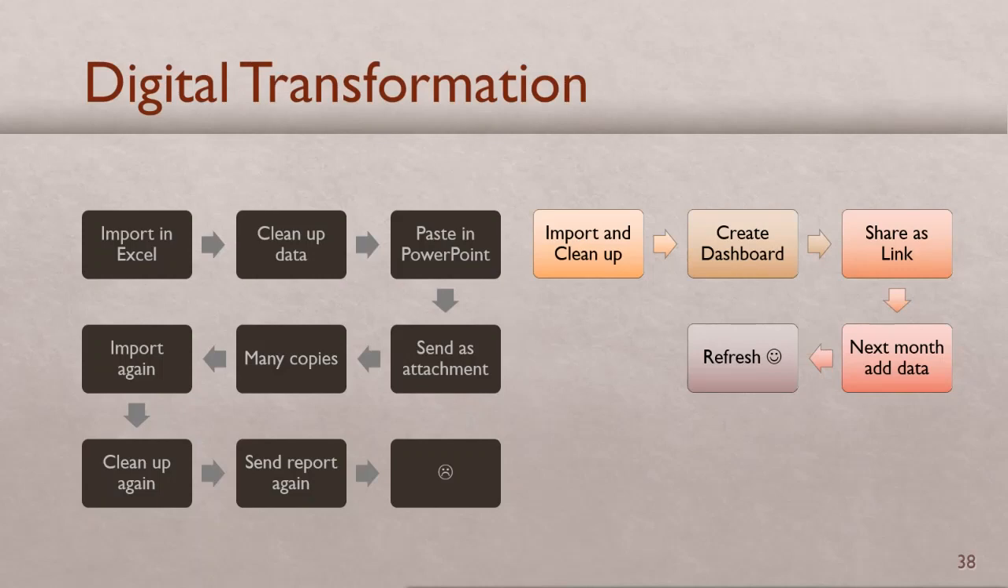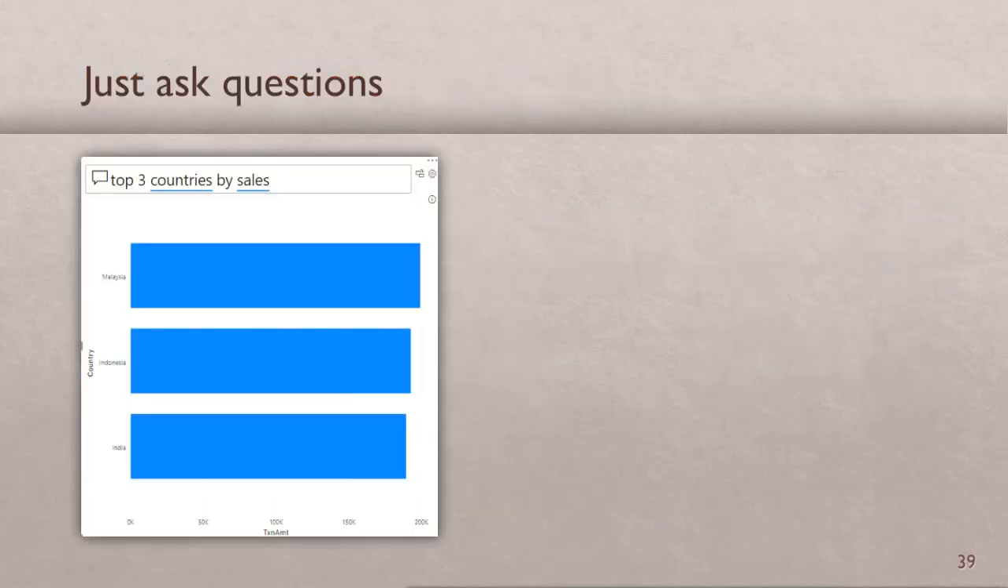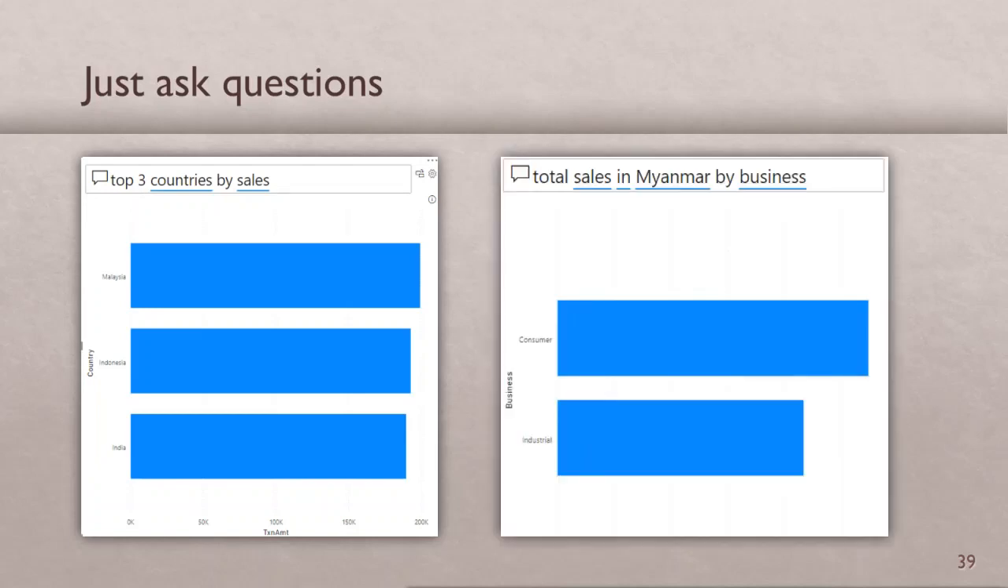Now another very nice feature is natural language query. So I just said, give me top three countries by sales. It understands what to do and gives you the report. Similarly, another one, you type, Power BI gives you.